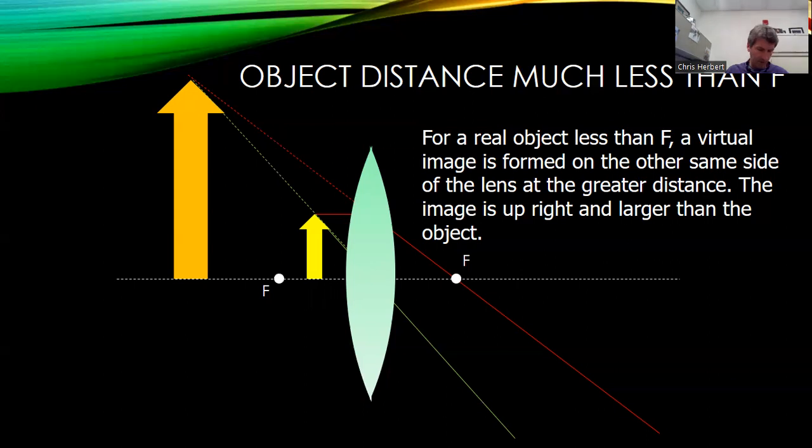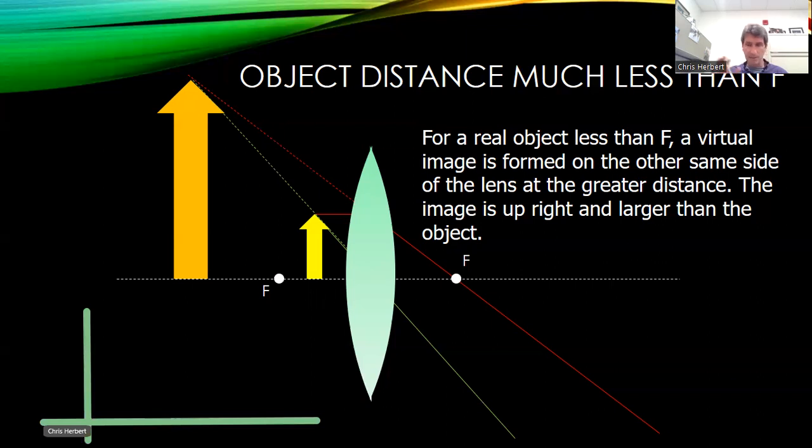In fact, if we make a graph here, and we graph the size of the image, not the magnification, but the size of the image, as a function of position. Okay, we'll do magnification. We'll say that this is the 0 right here.